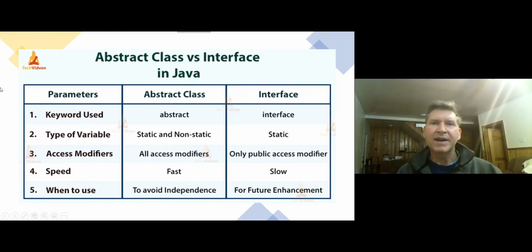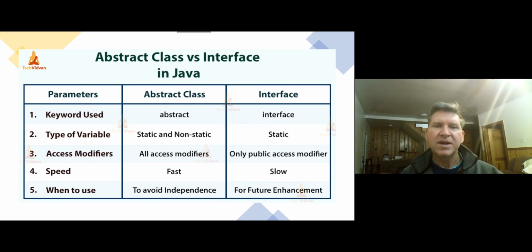Just as a summary of the difference between abstract class and interface, the keyword we use is different. Remember, with interface, we can only have static variables, whereas with abstract, we can have static and non-static. Access modifiers, remember what access modifiers are, they're the get and set. With abstract classes, we have no restrictions, whereas with interface, we can only have public. As for speed, abstract classes are much faster, because of not having to worry about doing derivations from multiple interfaces.